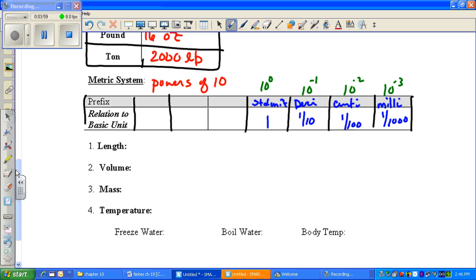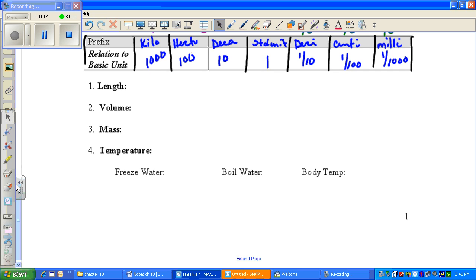Standard unit going up, not deci, but this is going to be deca. Like decade, that would be 10. Hecto is 100, and kilo is 1,000. So those are the prefixes that go on to the measurements for length, volume, and mass.